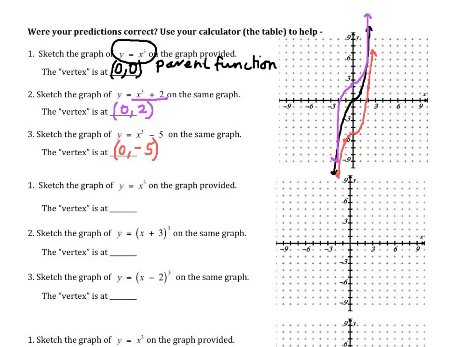Okay, so notice what happened here. x cubed with a 2 on the end, x cubed with a -5 on the end. How did that shift the parent function of y equals x cubed? Think about that for a second before we move on.